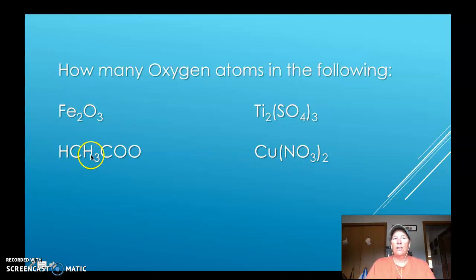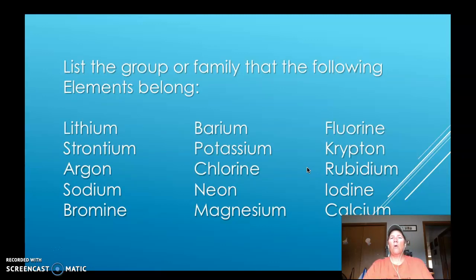It's hydrogen and carbon and oxygen. Titanium, sulfur, and oxygen. Copper, nitrogen, and oxygen. And I think that might be it, you guys. Oh, no. Oh, the families.